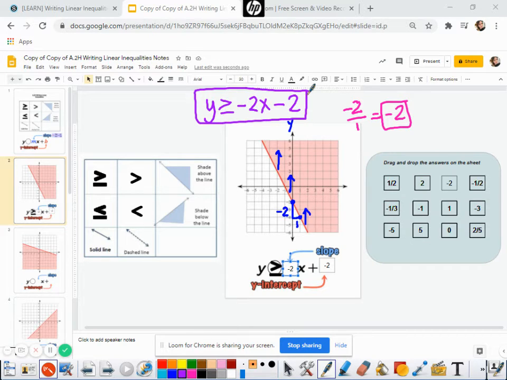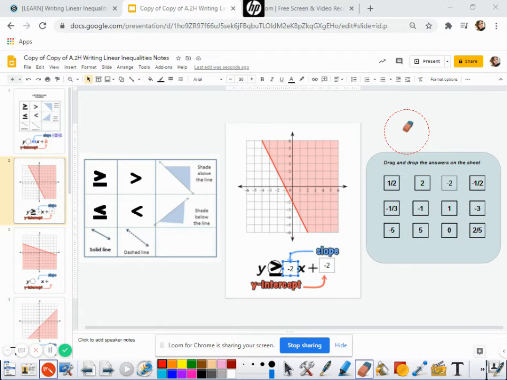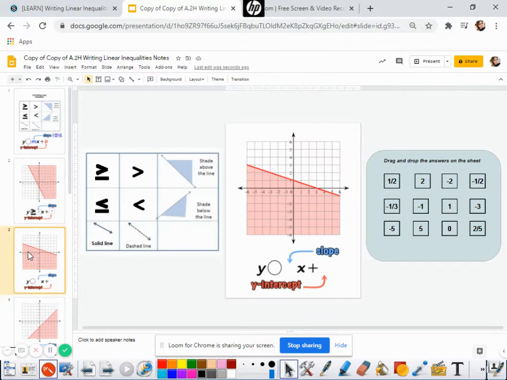All right, let's do another one. So I'm going to erase all of this. Let's go to slide number 3. Okay, so what do you want to do first? Well, I can clearly see that it crosses the y-axis at a positive 1, right? That's my y-intercept, which is my b right here. So I'm going to take a positive 1 and drag it over.